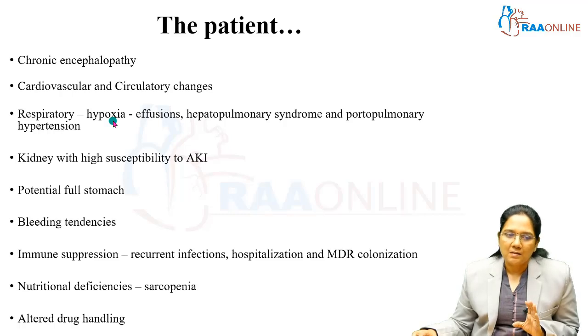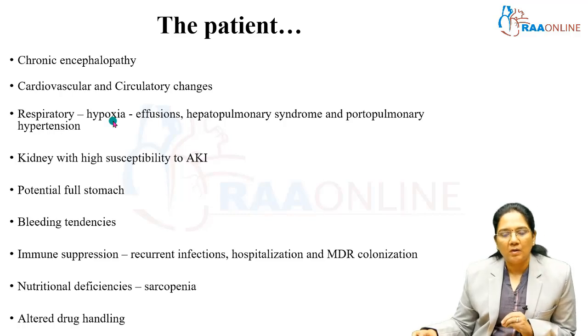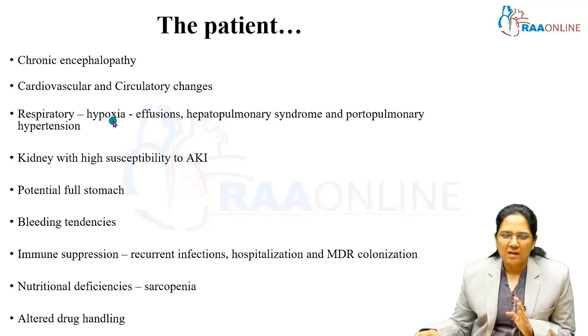The kidneys, as I said, have very high susceptibility to injury with even very small insult. Even a small infection can produce acute kidney injury in these patients. These are patients with potentially full stomach at any point in time, irrespective of the duration of fasting. Bleeding tendencies, again I'll explain them a little more in detail. Immunosuppression: they're chronically immunosuppressed even before they come to transplant because of recurrent infections.